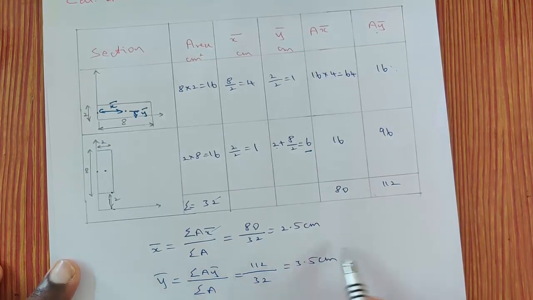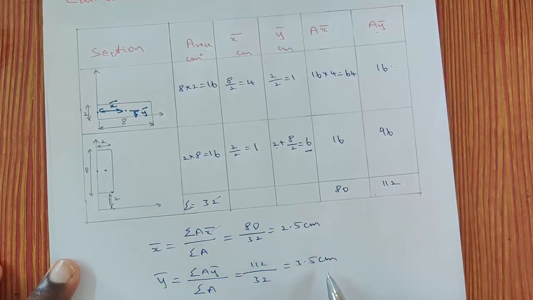First step is over. X bar and y bar are 2.5 and 3.5.